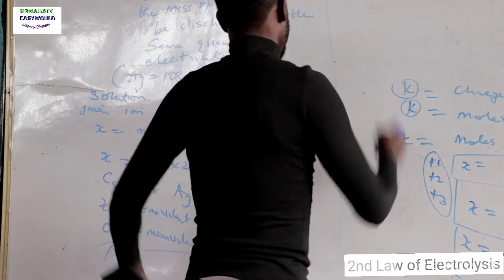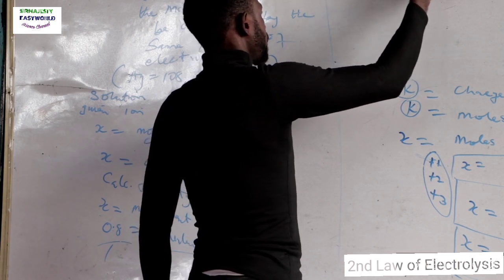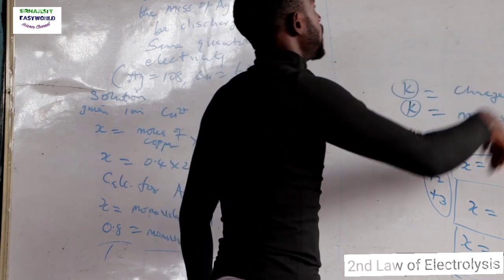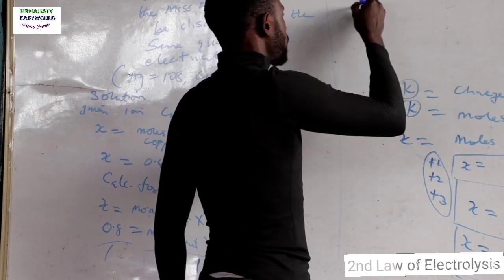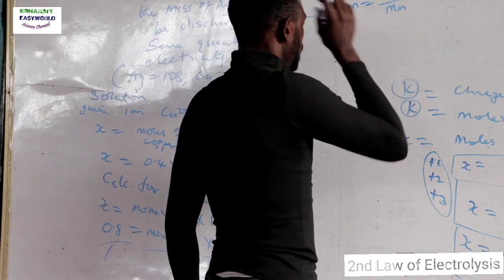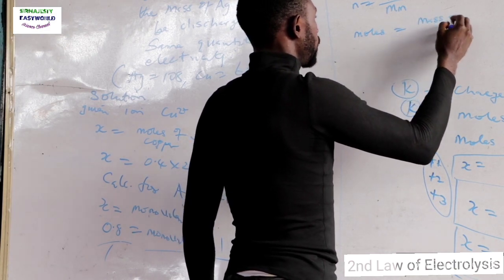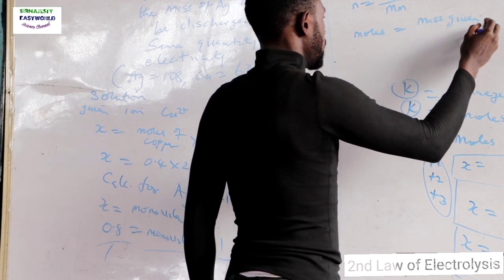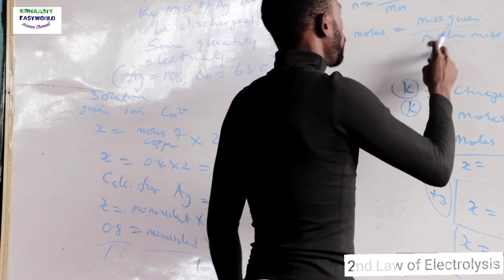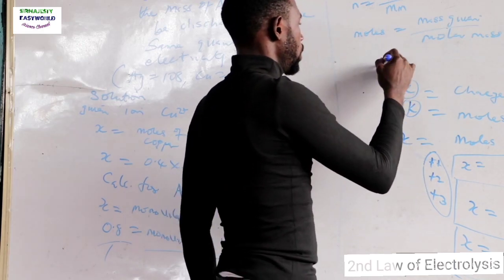Okay, so since you have gotten that 0.8 moles of silver will be deposited by the same quantity of electricity that gave you 0.4 moles of copper, then they said mass. You now use n is equal to mass over molar mass, meaning moles is equal to given mass all over molar mass. Molar mass of silver is, in bracket, 108. So what will it be?